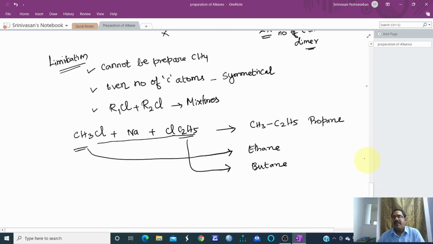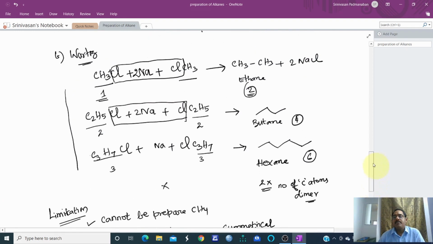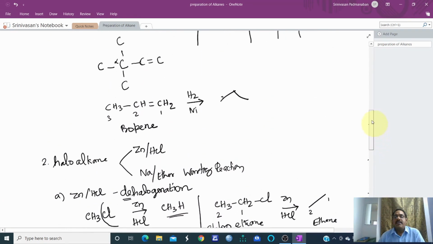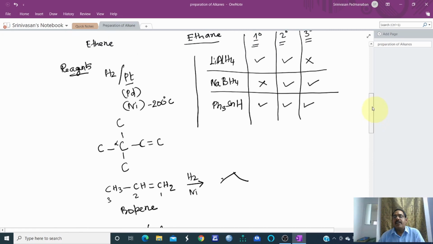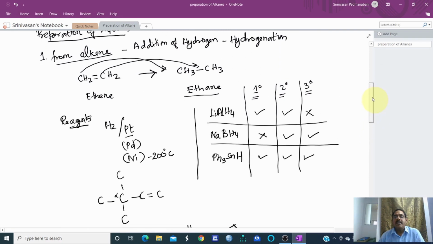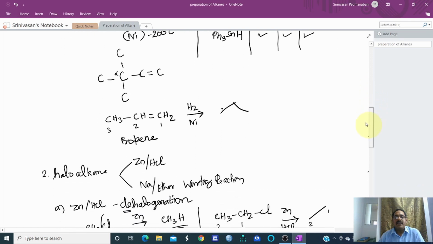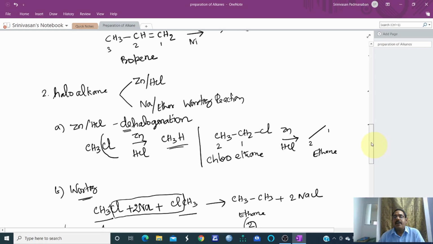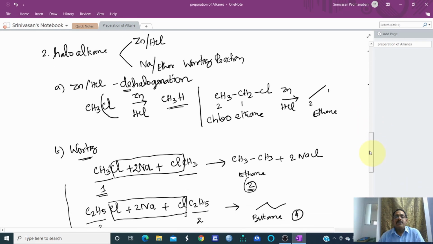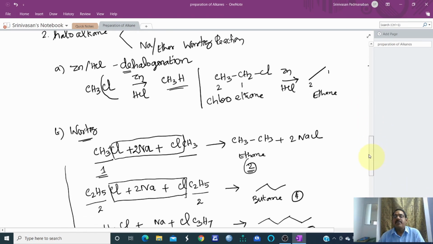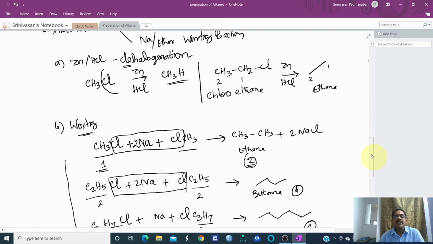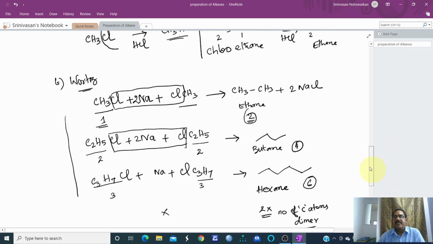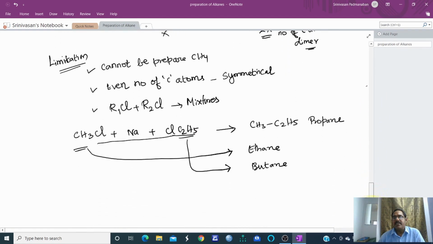So remember we have seen three reactions. One is from alkene to alkane, hydrogenation. The second one is haloalkane to alkane. So it is dehalogenation, removal of halogen. In that, one is zinc and HCl, the other one is Wood synthesis. Also we have seen the limitation. So let us see further the last in this series.